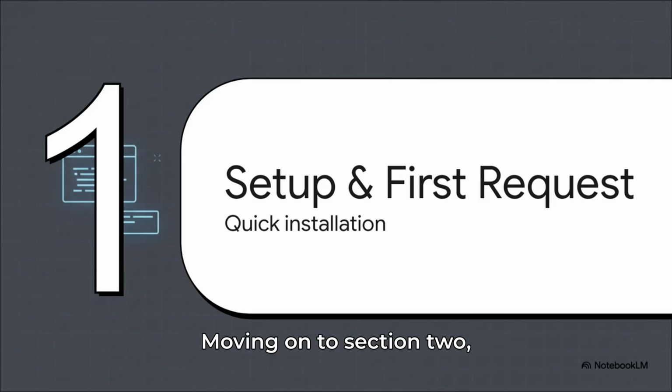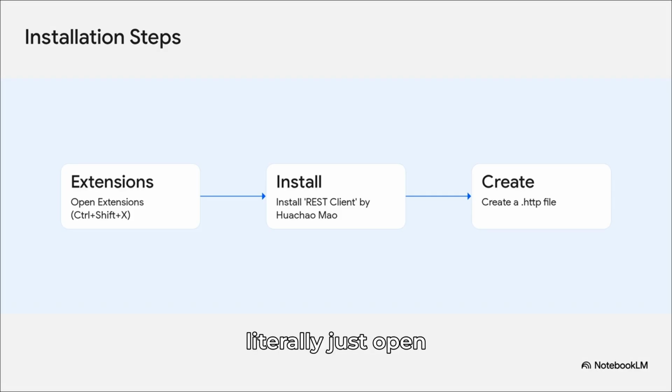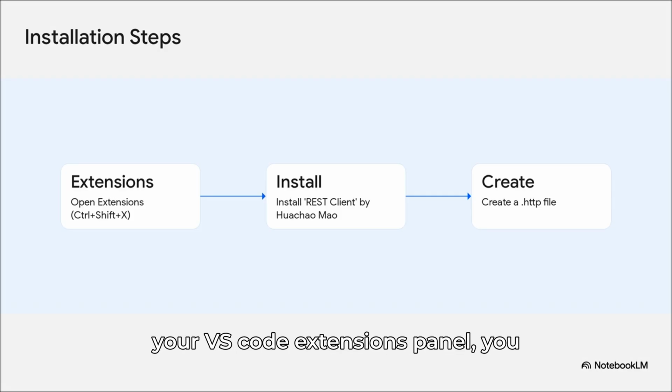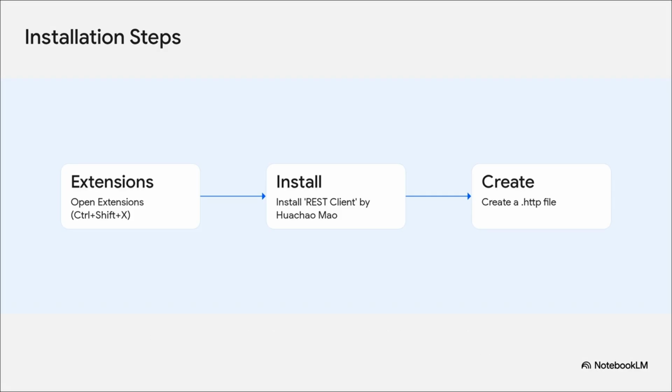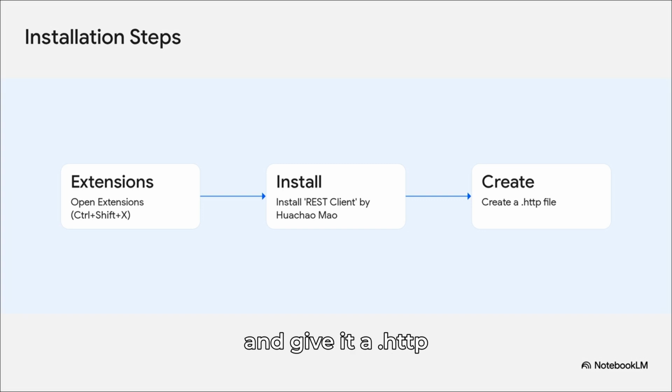Moving on to Section 2, Setup and First Request. Quick installation. We know you guys are technical, so we aren't going to hold your hand too much here. To set this up, you literally just open your VS Code extensions panel, Control-Shift-X, search for REST client, and look for the one authored by Huachao Mao. Hit install. Once that's done, create a new file in your project and give it a .http or .rest extension. And that's it. You're set up.